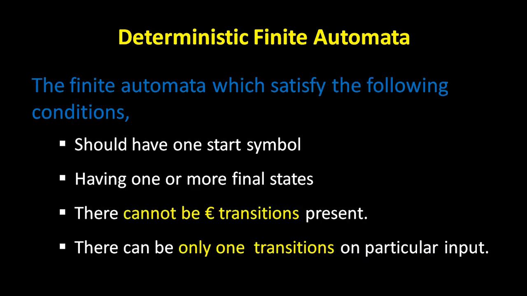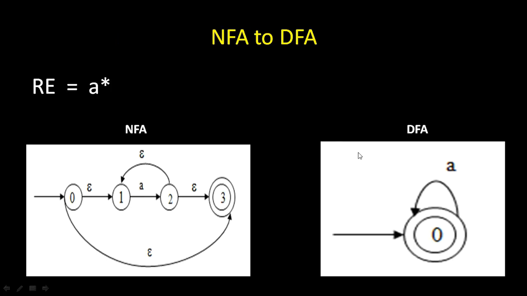The next one is deterministic finite automata. If the finite automata follow these four conditions, then it is called a deterministic finite automata. Here the first two conditions are the same as NFA, and the third condition is different: there cannot be an epsilon transition. The fourth condition differs: only one transition for a particular input. So this diagram shows the difference between NFA and DFA.